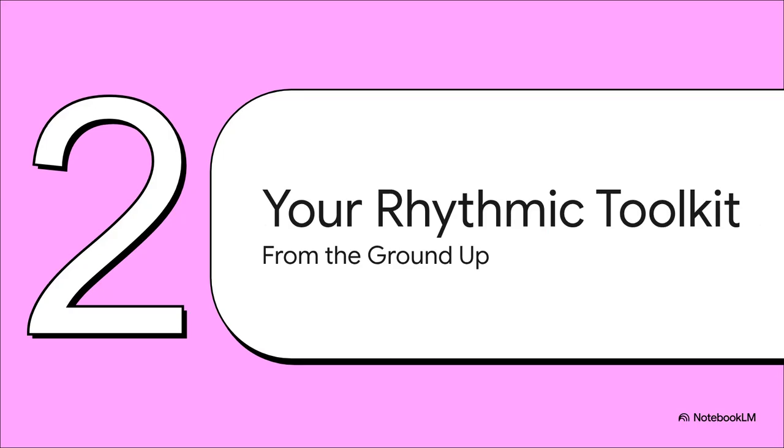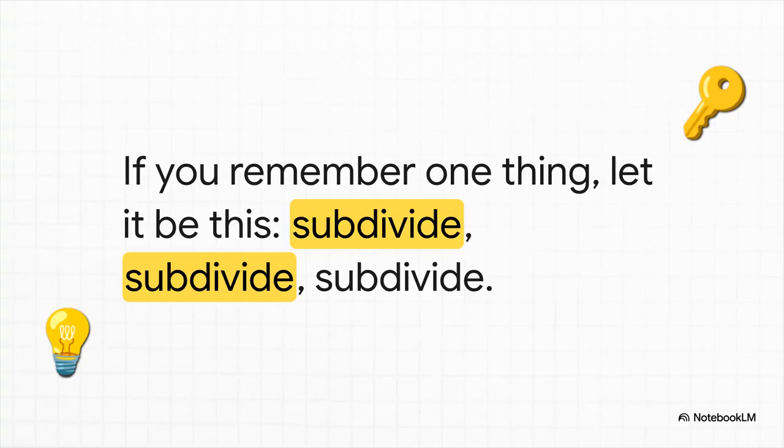So let's get into section 2, your rhythmic toolkit. Here's the good news. This is absolutely a skill you can build. So let's start with the most important tool you've got. I'm going to say this again because it is that important. Subdivide. The secret to cracking even the most complex rhythms isn't about hearing the beat as one giant chunk. Nope. It's about hearing all the smaller, tiny little pieces that it's made of.